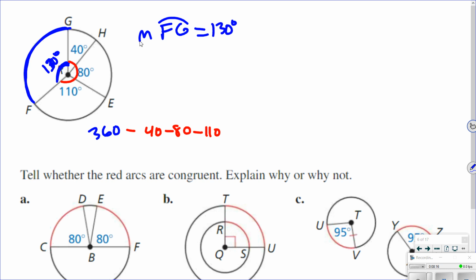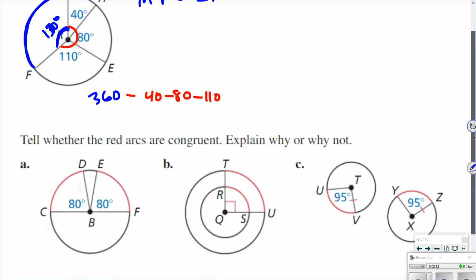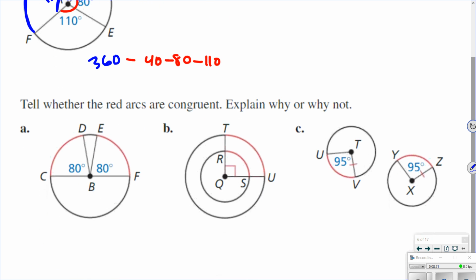Okay, one thing really quick, I didn't mention this on that previous page when I talked about the theorems, but we also talked about in section 10.2 that if I have two arcs in the same circle, so that red arc and that red arc, if their central angles are congruent, then those two arcs will be congruent. That doesn't mean just that they have the same measure, right? Those are both 80 degrees, but it means that they're actually the same length. They have the same length, which should kind of make sense. If the central angle is the same and the circle is the same size, they have the same measure.